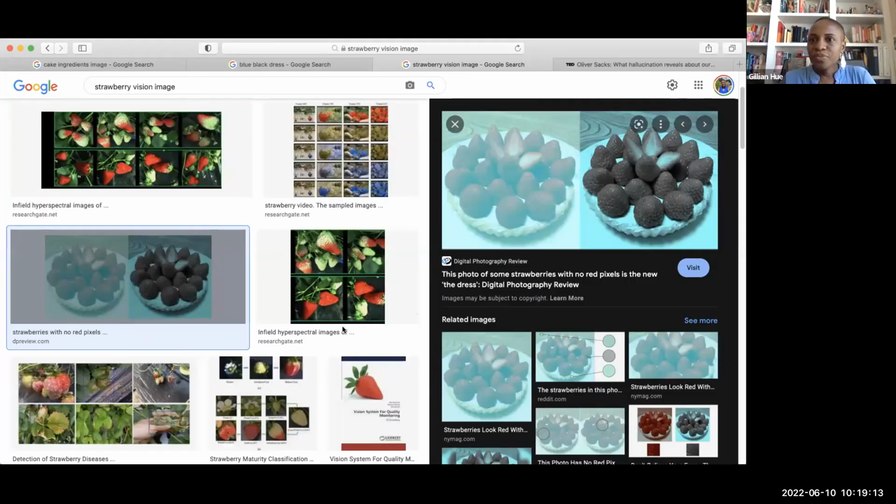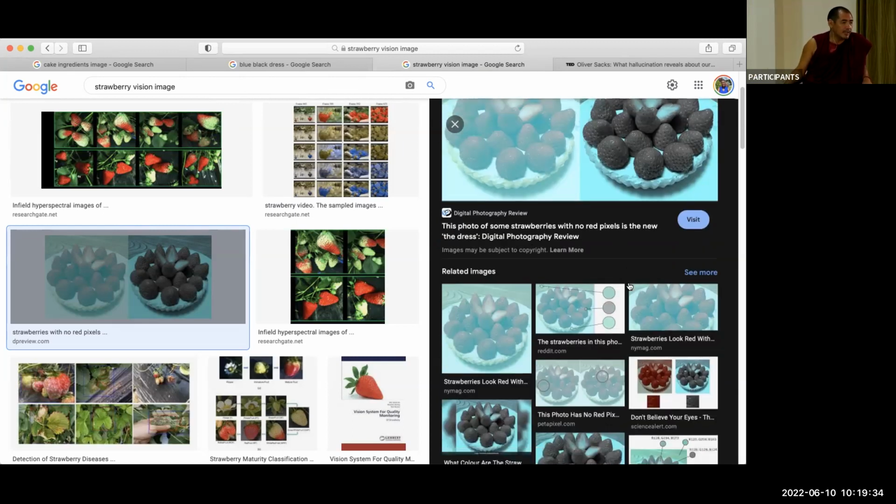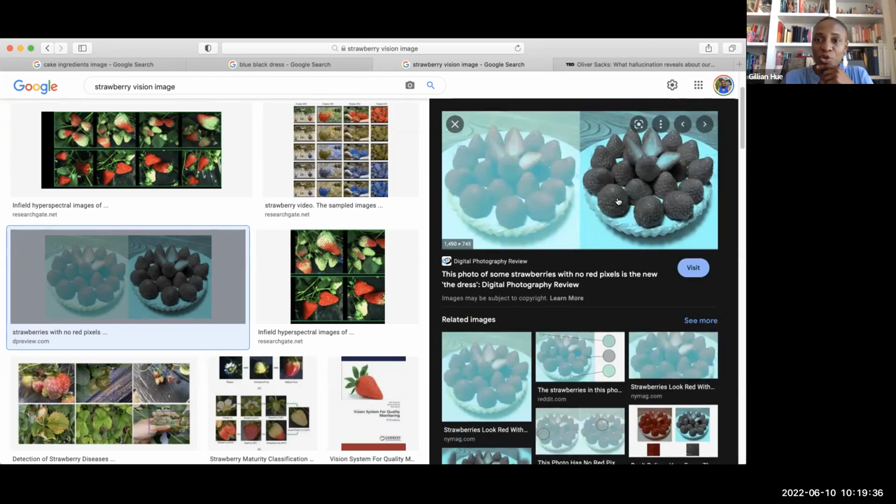So one more image to show you. I will show you. Share screen. If we focus on this part of the image, we all think these are strawberries. Is that correct? Strawberry. Yes. We think of strawberries and we know that they are red.